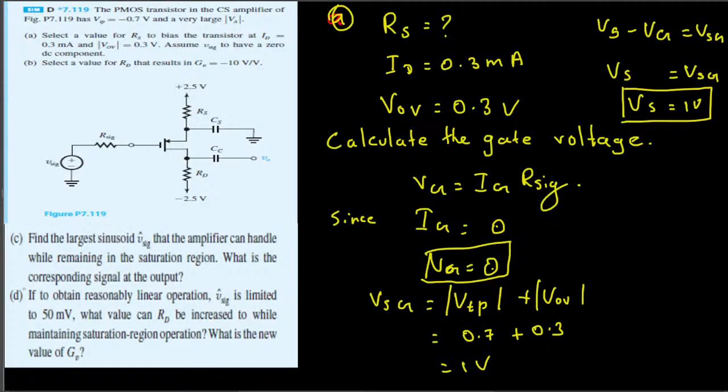And the D part is asking, to obtain reasonably linear operation, vsig is limited to 50 millivolts. What value can RD be increased to while maintaining saturation region operation? What's the new value of GV? Okay, now let's do that.